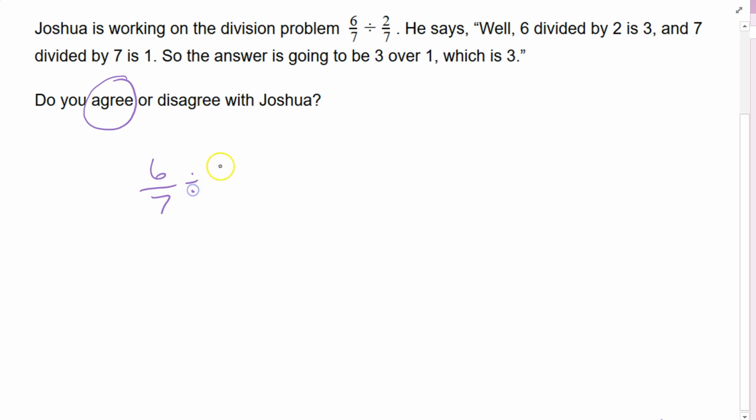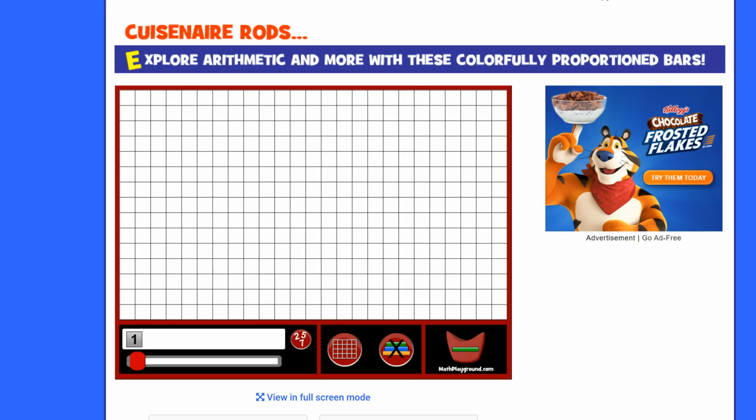6/7 divided by 2/7. Well, let's see what that actually means by using Cuisenaire rods. If I have 6/7, if I take the 7th block, that's going to be my unit, and I put the 6/7 right below it. So this tells me that this green bar is 6/7 of my black bar.